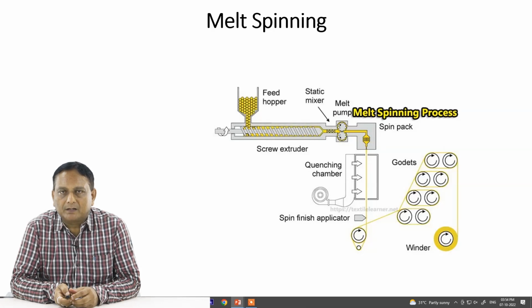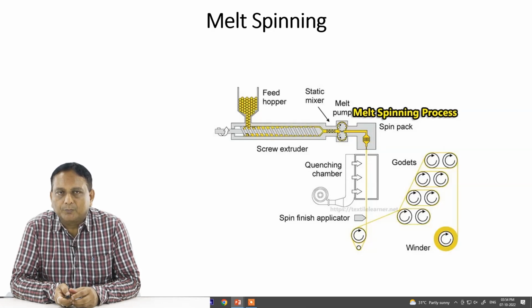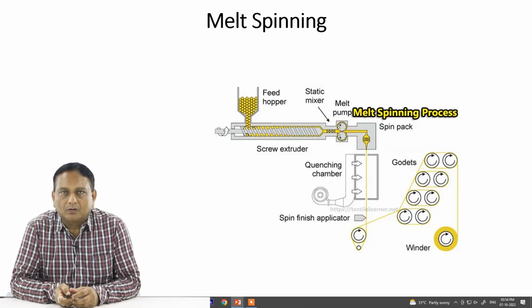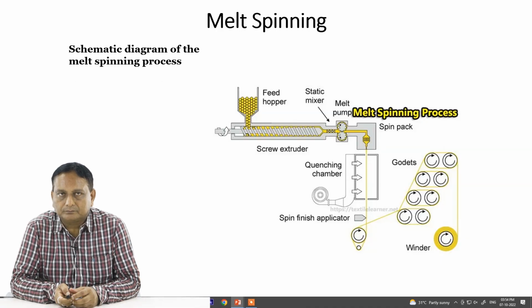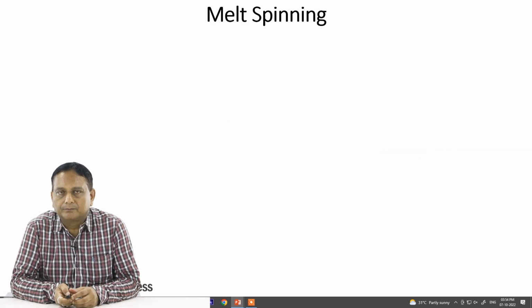Now you can see how the melt spun yarn is produced here. So feed hoppers are there, then the extruder, mixer, then melt pump, spin pack, then some sort of quenching chambers, and from that it goes into different rollers and finally to the winders. This is a basic structure or schematic view of the melt spinning process. So this schematic diagram, we will try to understand a little more thoroughly.